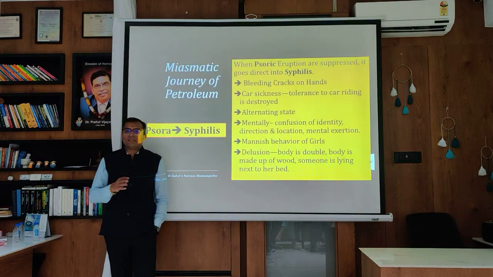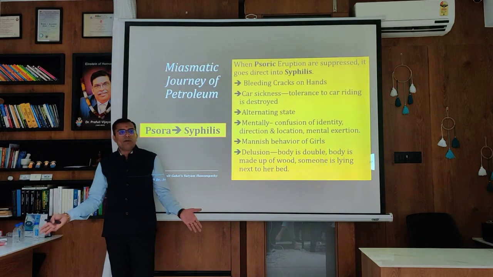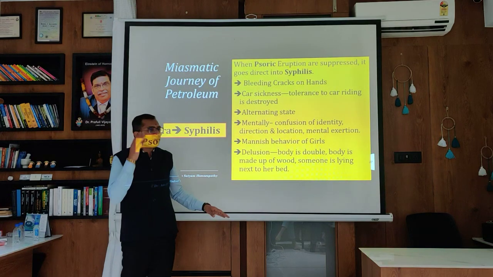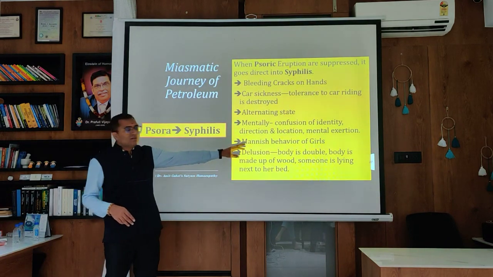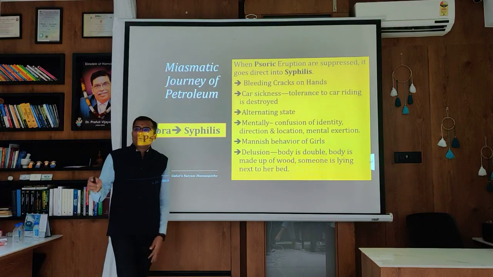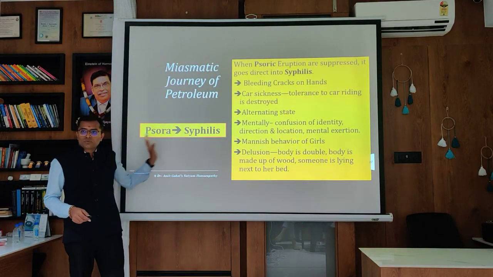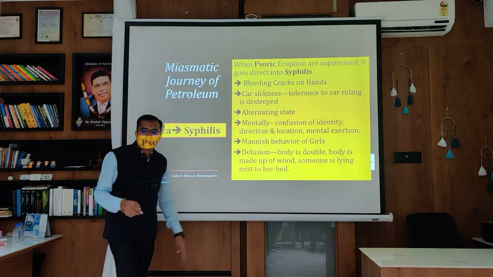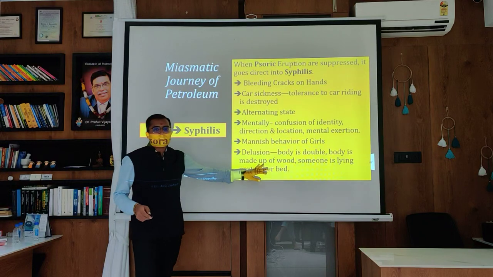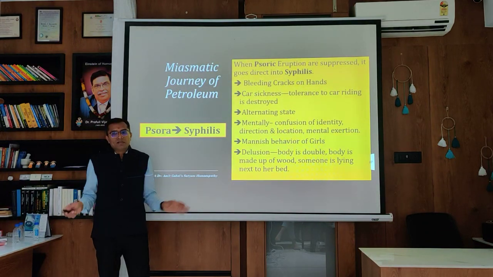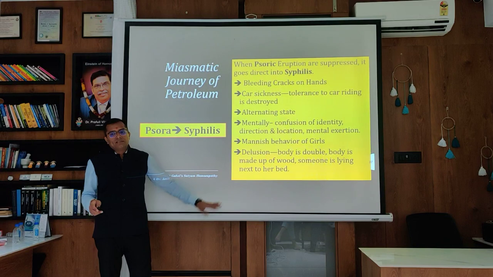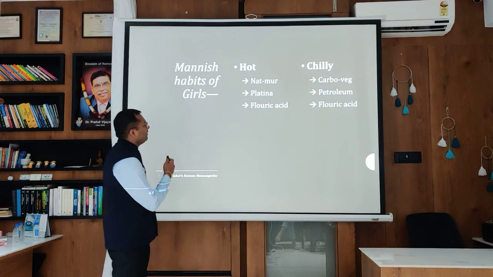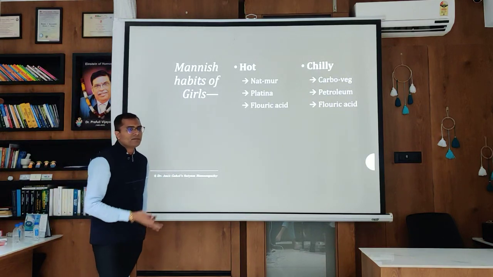Or having a perception that someone is sitting there, that maybe there are two babies in my bed, or there is someone beside me. So these are the perceptions because of a clouded intellect. Okay. Again, they go into destruction of their identity. So psora gets destructed into the identity, so that leads to the mannish identity, the mannish behavior of the girl. And there are false perceptions, that the body is double, the body is made up of wood, and that someone is lying next to her in bed. So when you find a mannish habit of the girl, we have a fixed remedy in our repertory.